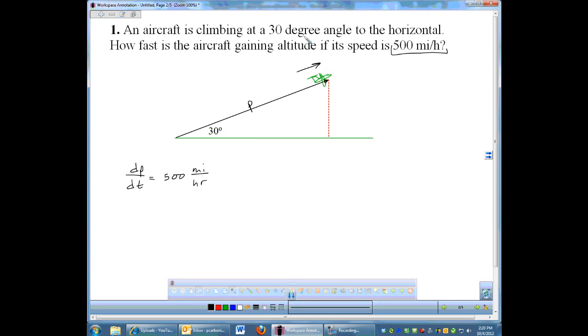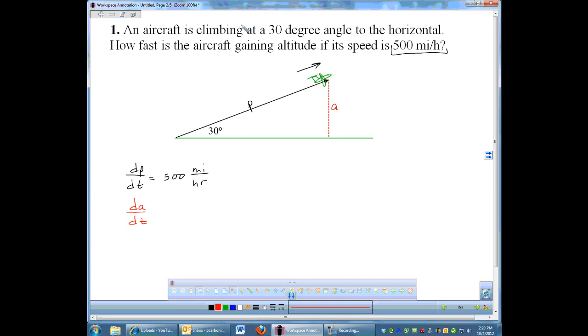for the plane, and we want to know how fast is the aircraft gaining altitude. So here's the altitude, the distance from the plane to the ground. That's our red dotted line, and I'll call that A for altitude. And we're ultimately trying to figure out what is dA/dt. I didn't give you as much information on this one as I usually do. Usually there's more information in a related rates problem than this, but this is what we have to work with. We have the fixed 30-degree angle.